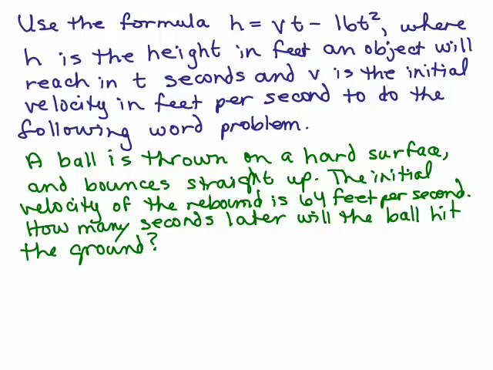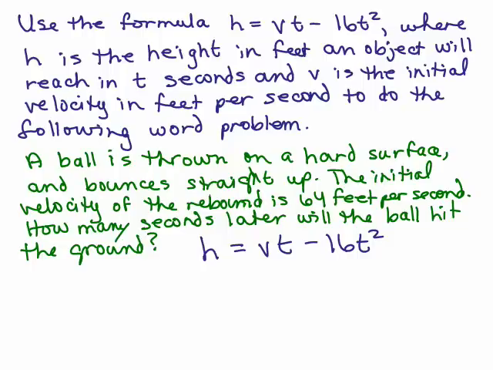All right, so here's what we do. I'm going to take the formula h equals vt minus 16t squared. And the question is how many seconds later? The key is that's the time, t. We're not going to be able to put anything in for t.